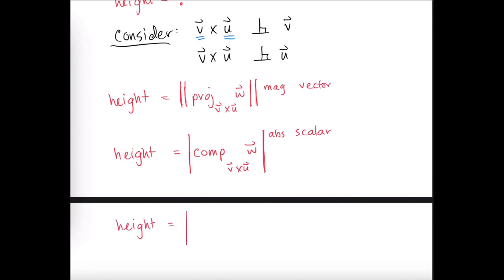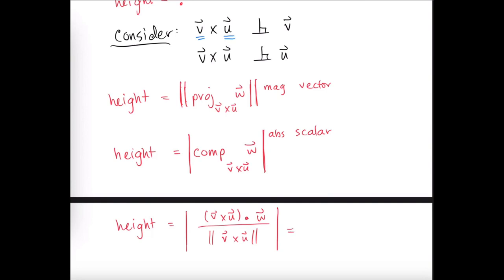Now let's recall the formula for the component of w onto v cross u, and that is going to be the v cross u vector dotted with the w vector, which is going to give me a scalar quantity in the numerator, and then we divide that by the magnitude of the v cross u vector. So again, being very careful to refer to magnitude with double line bars, and absolute values are the single line bars. So this is absolute value on the outside, magnitude bars on the inside.